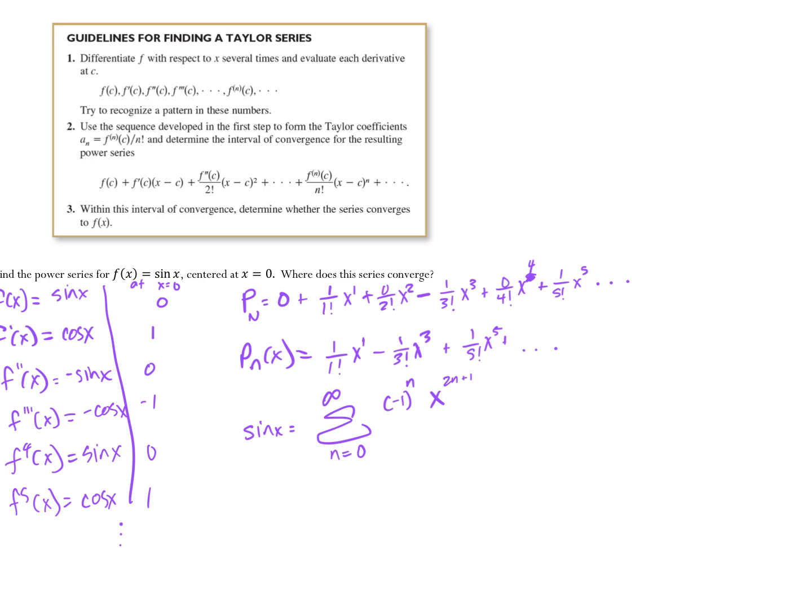Everybody good? Right? If I plug in 0 for n here, do I get x to the 1? Great. If I plug in 1 for n, this is negative, and I plug in 2 times 1 plus 1, which is 3. We're good. Right? Okay? So I like to check the first couple terms.